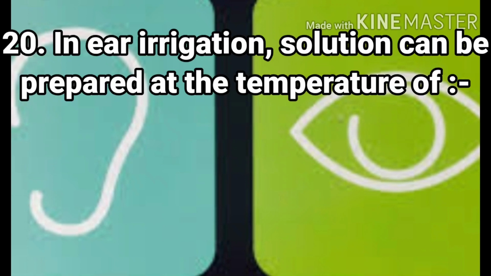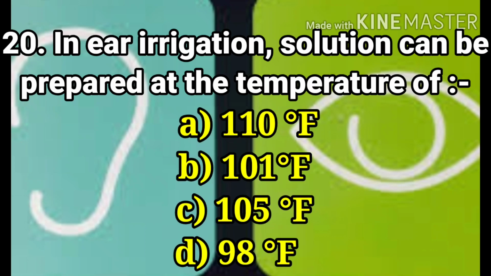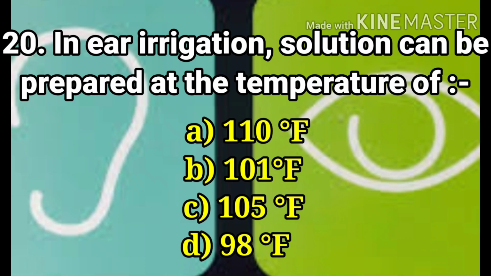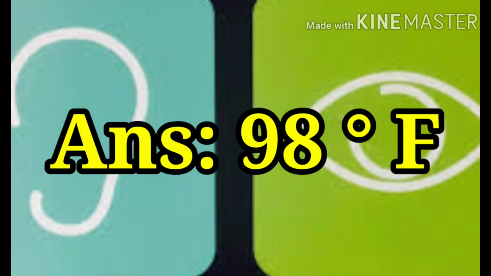The next question, in ear irrigation, solution can be prepared at the temperature of, the options are 110 degree Fahrenheit, 101 degree Fahrenheit, 105 degree Fahrenheit and 98 degree Fahrenheit. In ear irrigation, solution can be prepared at the temperature of, and the answer is 98 degree Fahrenheit.